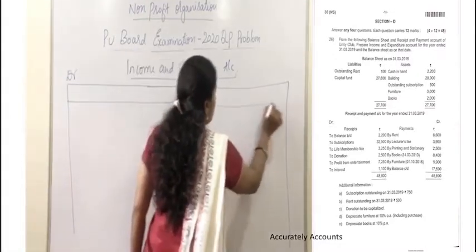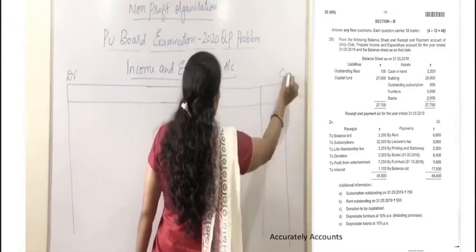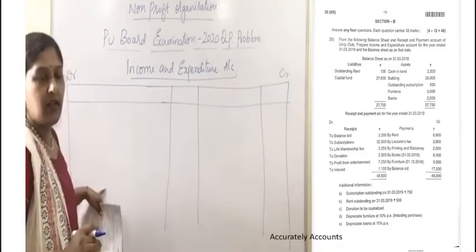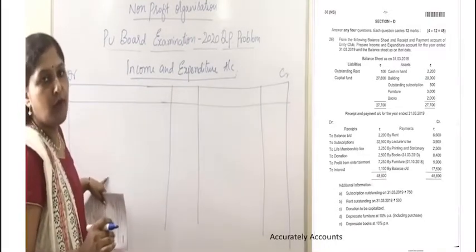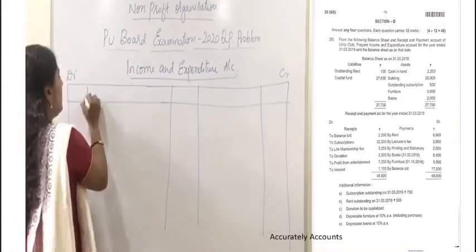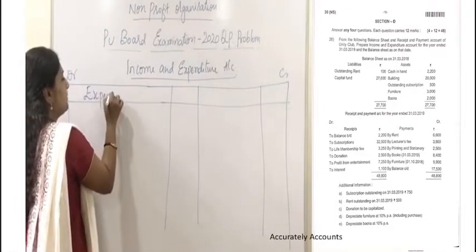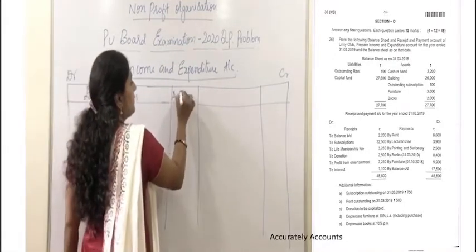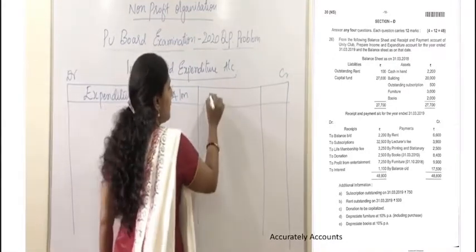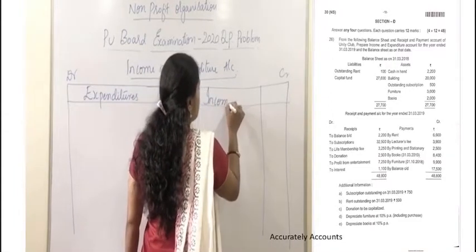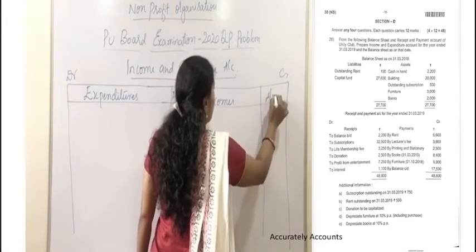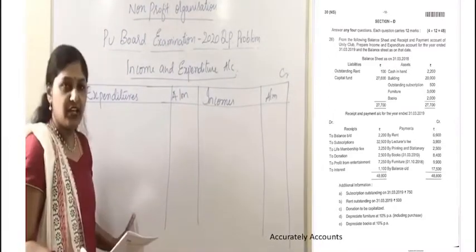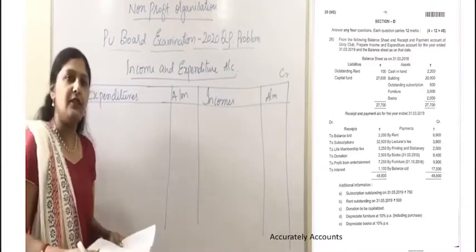Coming to the format, we follow the ledger format here. So 4 columns we need to make. To the left side, as the rule of nominal accounts goes, we need to treat all the expenditures, and then comes the amount, and to the credit side we treat all the incomes. Now according to the problem, first let us write all the expenditures. The first expenditure, if you observe, is rent.